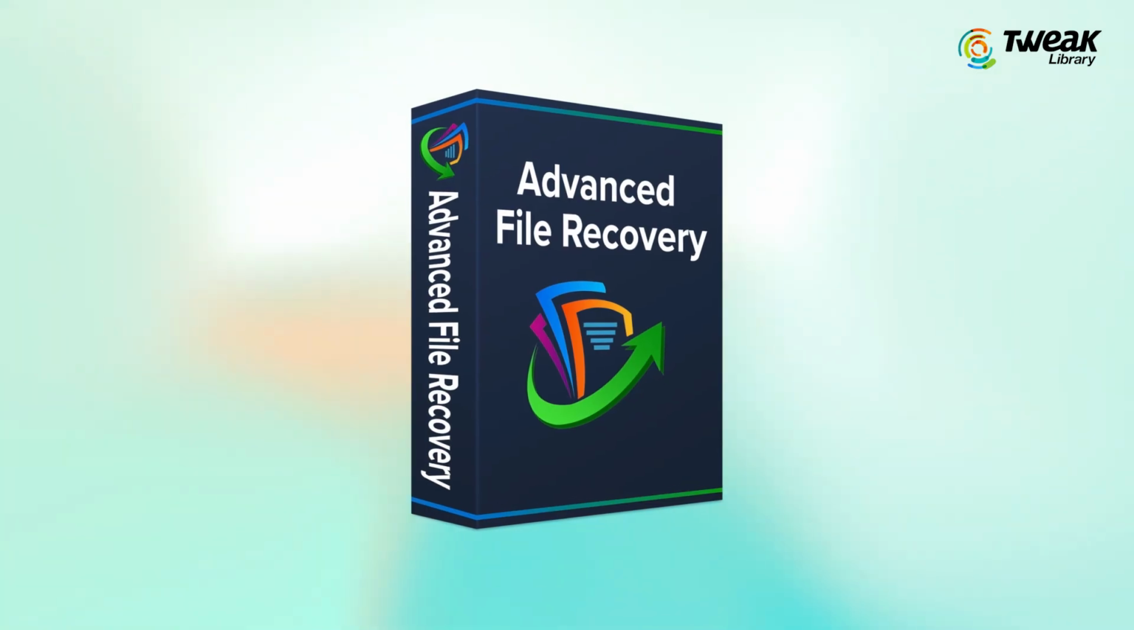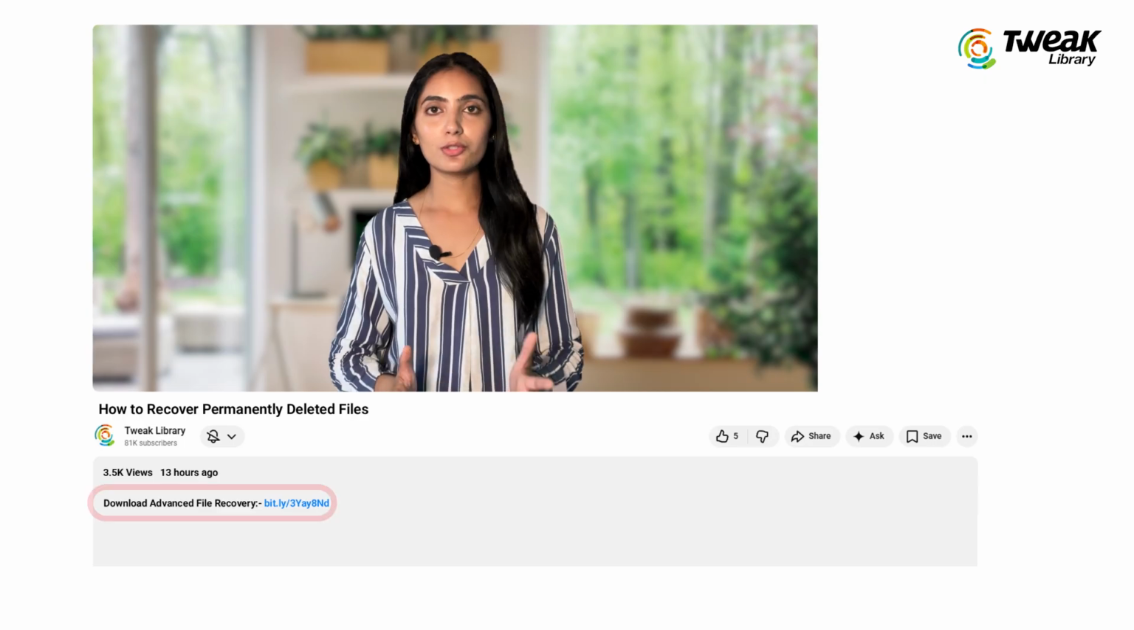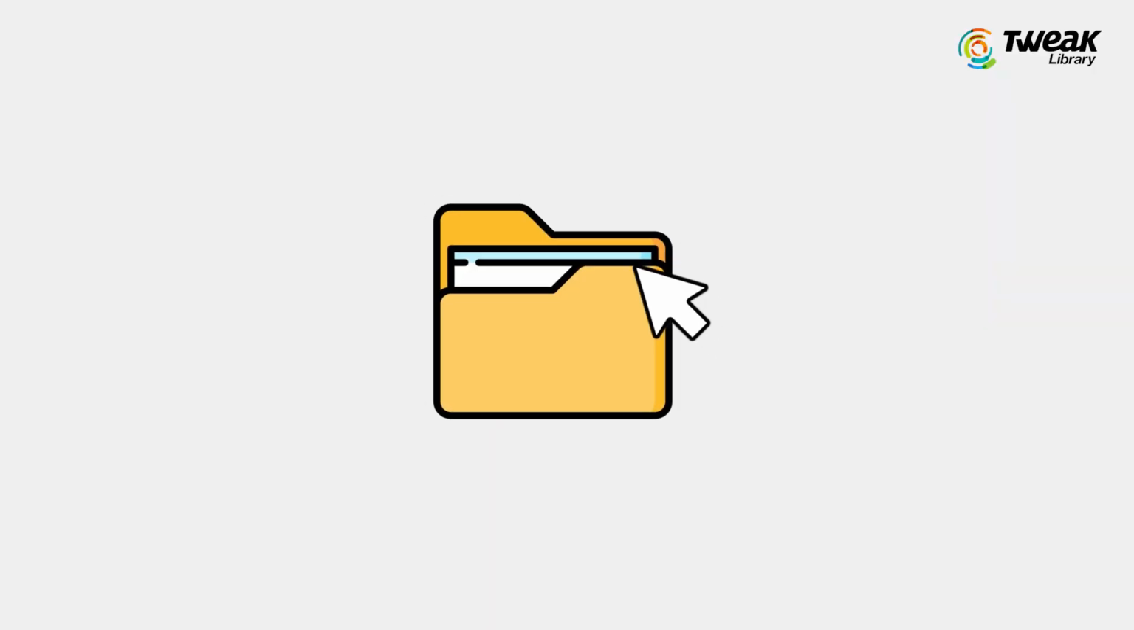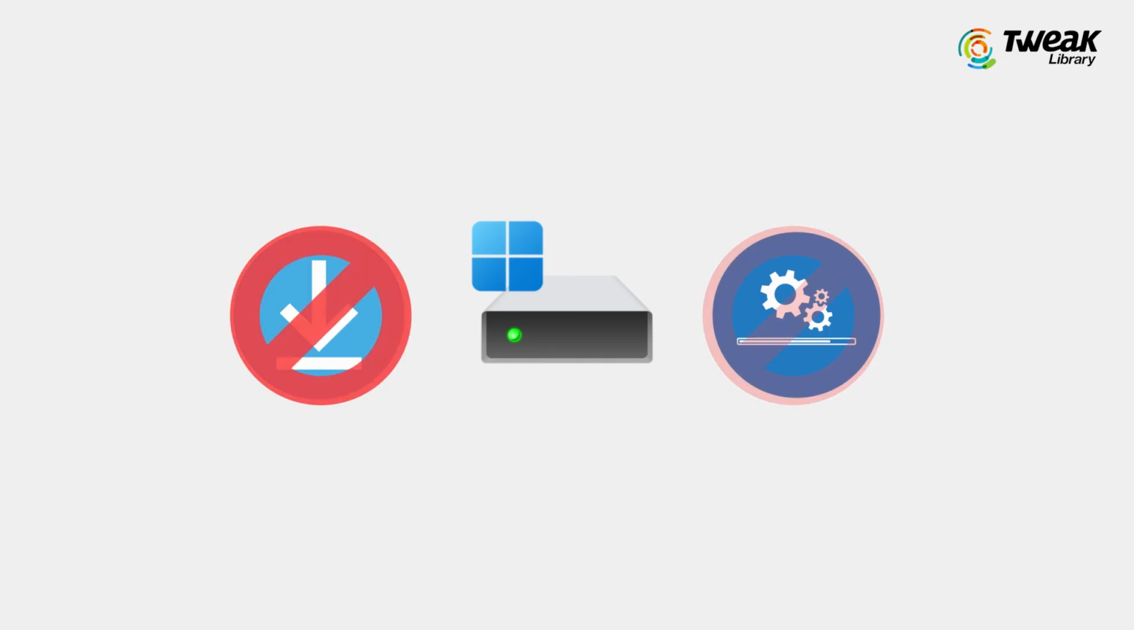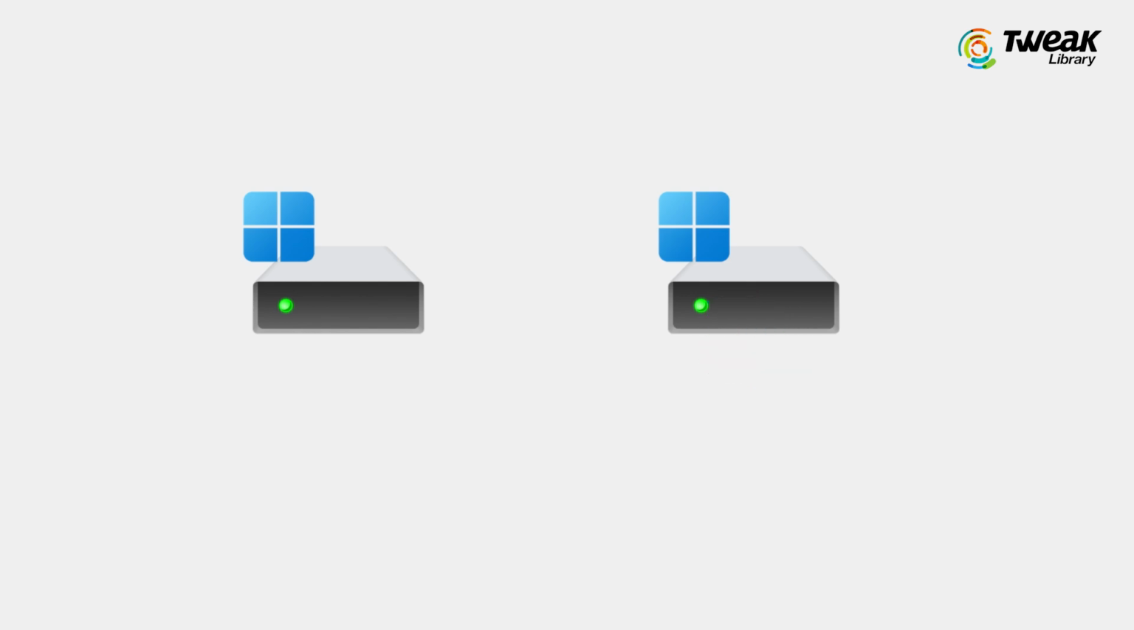If both options fail, this is the safest method. Download Advanced File Recovery on your Windows PC. You will find the download link in the description. One important thing, if your files were deleted from a drive, don't install the software in that same drive. Otherwise, your files might get replaced and you won't be able to recover them. Always install the software in a different drive.